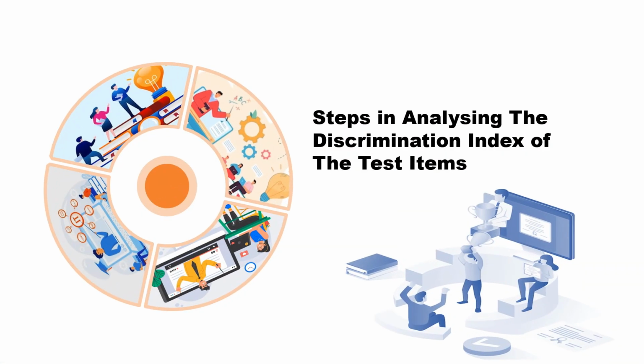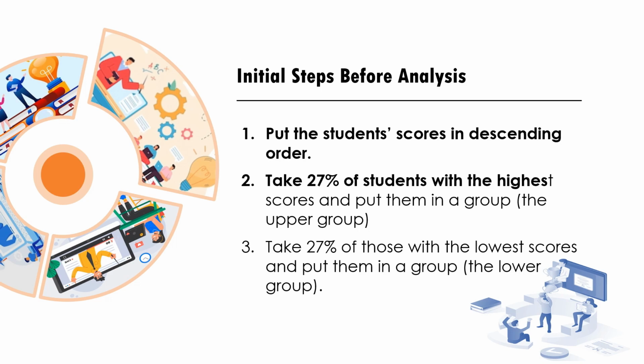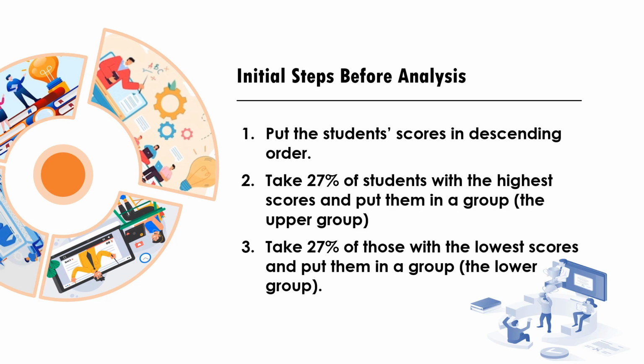Here are some steps in analyzing the discrimination index of the test items. Before we jump into the calculation, some initial steps need to be done. First, put the students' scores in a descending order. Next, take 27% of students with the highest scores and put them in a group labeled as the upper group. Similarly, take 27% of those with the lowest scores and put them in a group labeled as the lower group.